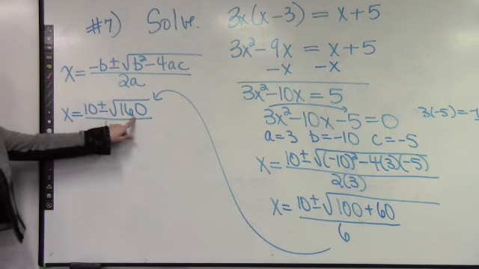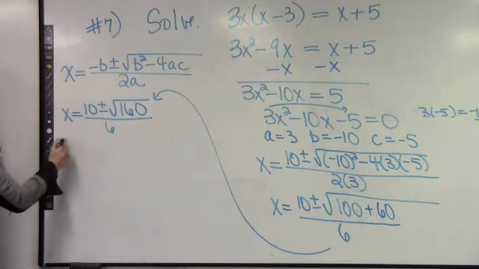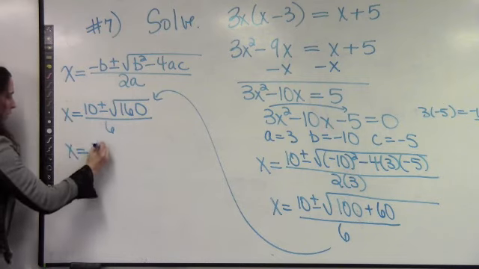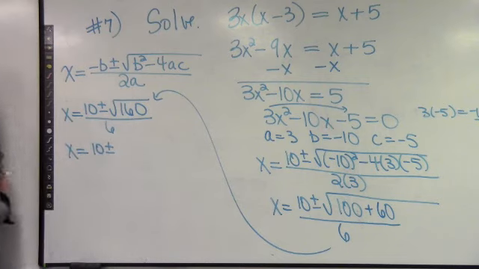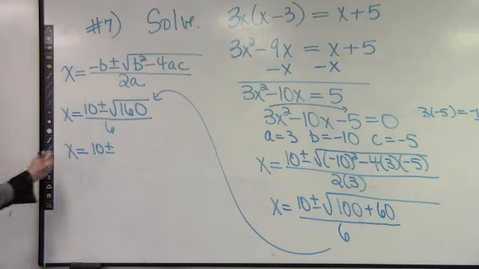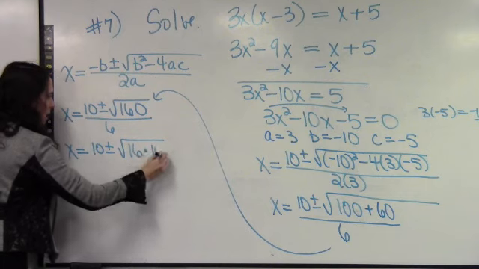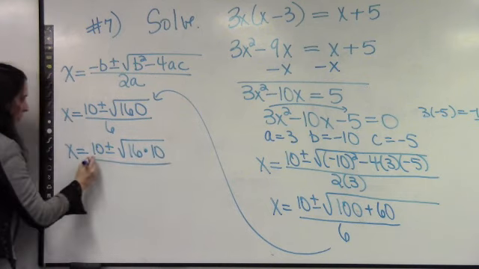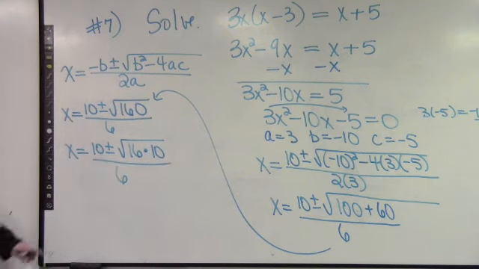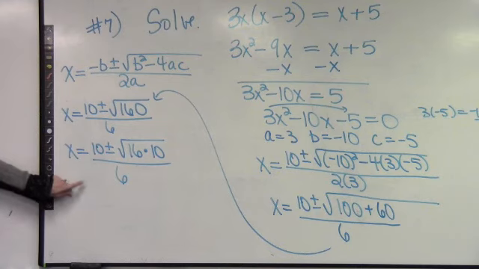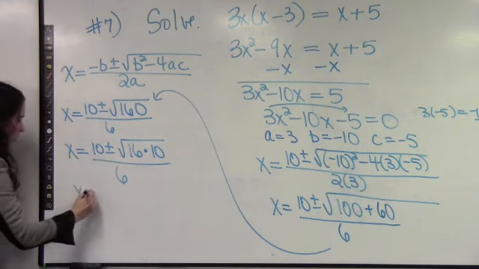All right, I have to move to the radical, and I have to try to simplify that radical. So are there any factors of 160 that would be a perfect square? 16. All right, so 16 times 10 gives me 160. Any questions up to that point? So what's going to come out of the radical? 4.